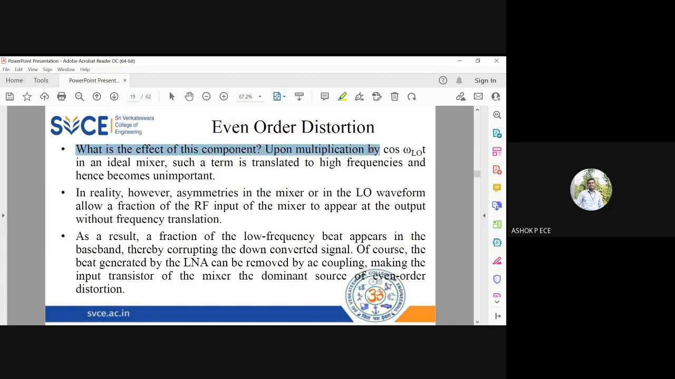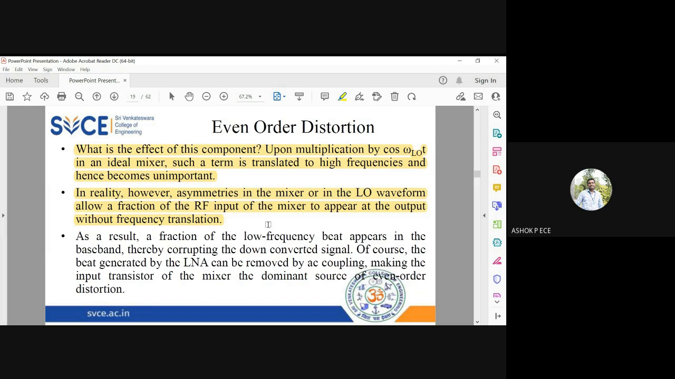When you multiply this by omega L O, you will get high frequencies and low frequencies, sum and difference. The sum frequency is eliminated by the low pass filter, and because of asymmetries in the mixer or LO waveform, some fraction of the RF input will appear at the output without frequency translation. This is a zero IF receiver, so definitely without down conversion, some part of the RF input will appear at the output also. Because of this, it will corrupt its own signal.